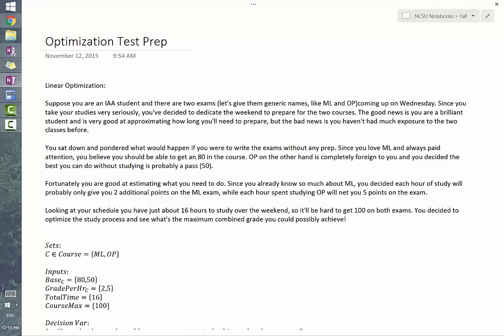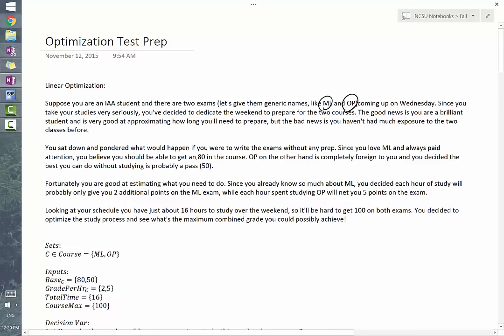Now, how would I approach this problem? As I'm reading it, I will start thinking about the different decisions I can make, as well as keep a tab on the different numbers. Very first thing, we saw we have two exams, ML and OP, to study for. These are generally going to be sets that we have to make decisions on. I'll talk more about that after.